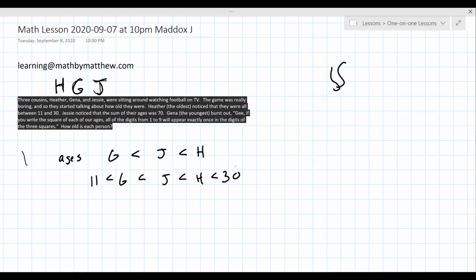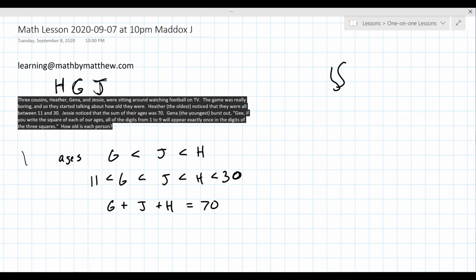The way it's written, it's unclear whether it's inclusive or not, meaning I'm not sure if 30 is the biggest they can be or if it's 29. Jesse noticed that the sum of their ages, so that's the first equation we can write, G plus J plus H is 70. And then the squares of their ages, all the digits from 1 to 9 appear exactly once in the digits of the three squares.